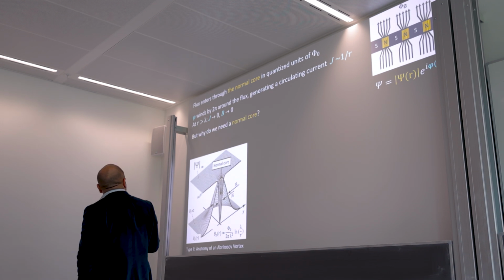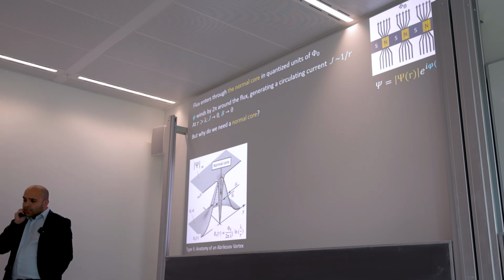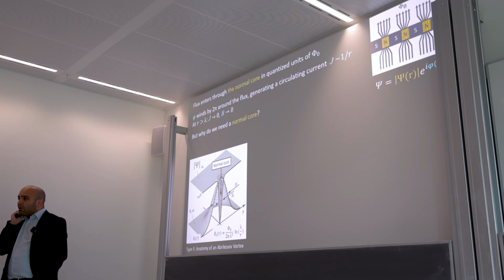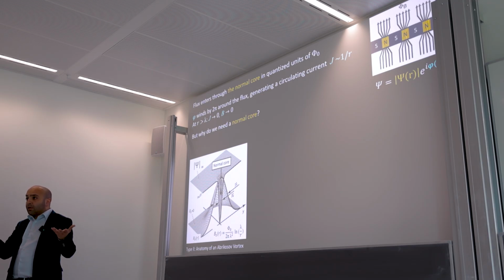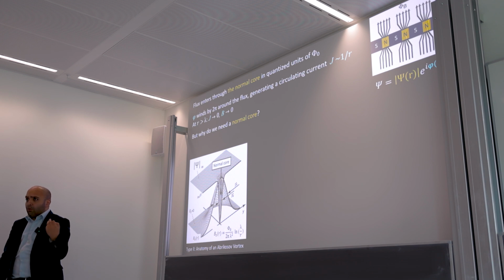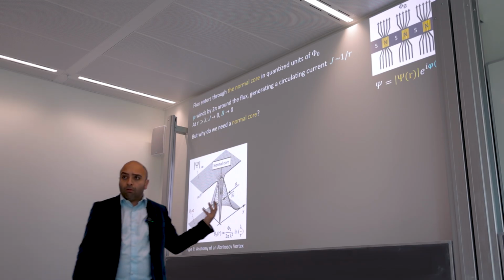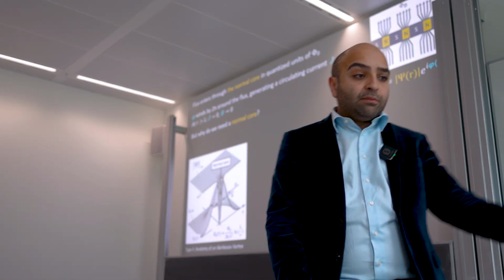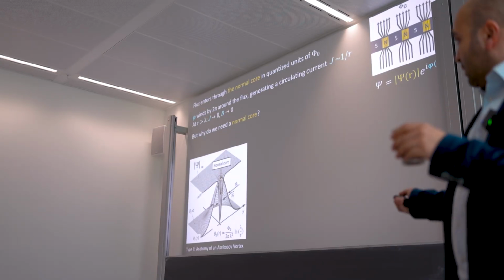But here's the question. Why do we have a normal core? Why is it energetically favorable for a superconductor to have part of it just go normal? Because as I said, it would actually cost energy to suppress your superconductivity, right? So you need to locally bring the amplitude of your wave function to 0. And that costs energy. So why does it happen? Why is this a stable scenario, energetically speaking? Any idea?